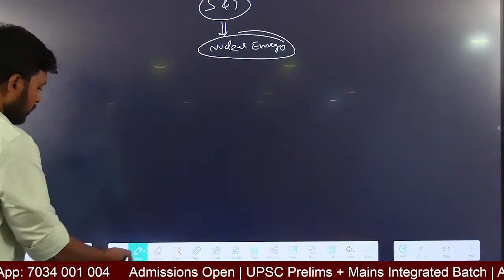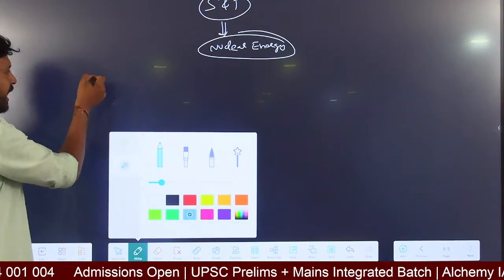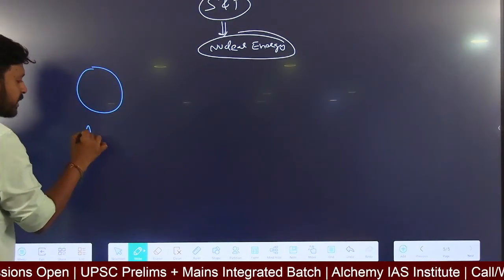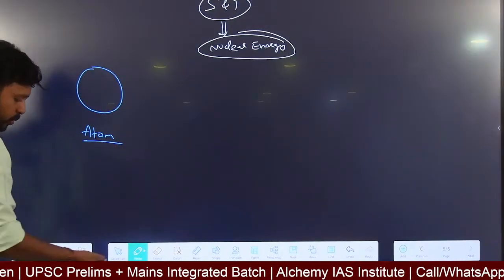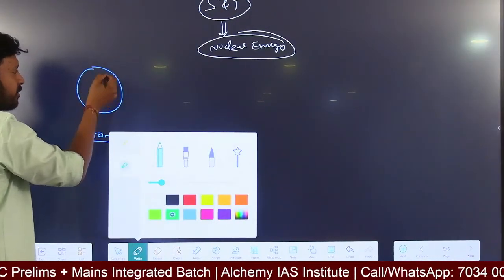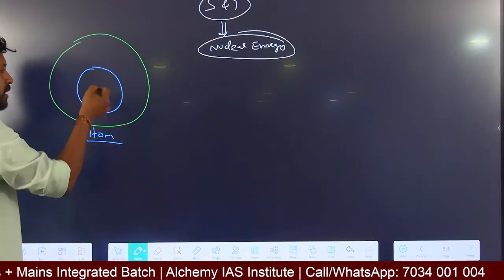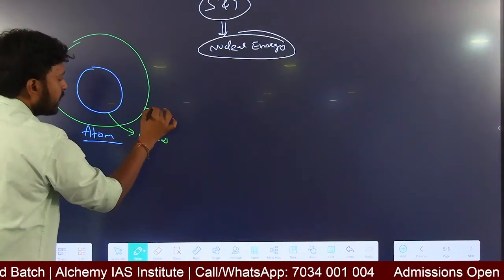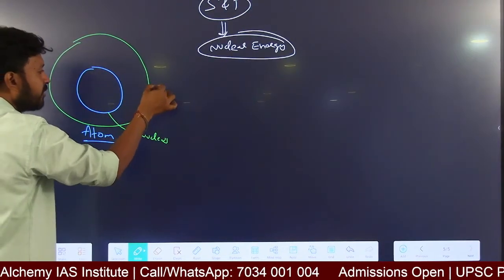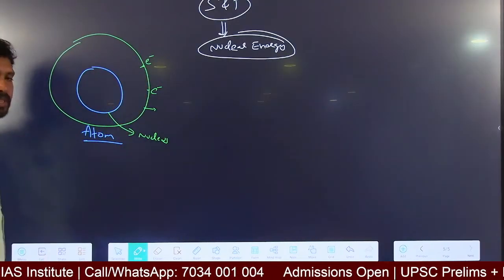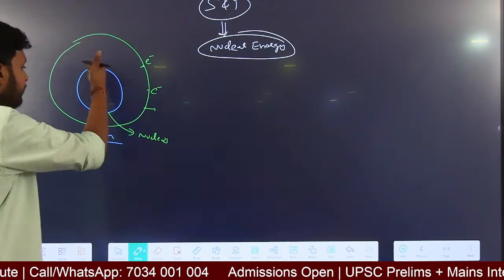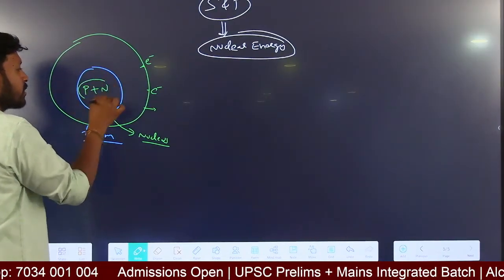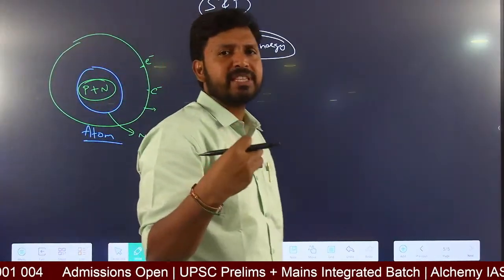We know different elements are there. Let me take one element or any atom. What is there within any atom? There will be a nucleus, this portion is called the nucleus. In the periphery, generally we'll have electrons moving, and the nucleus is made up of both protons and neutrons. This is the basic structure of any atom.